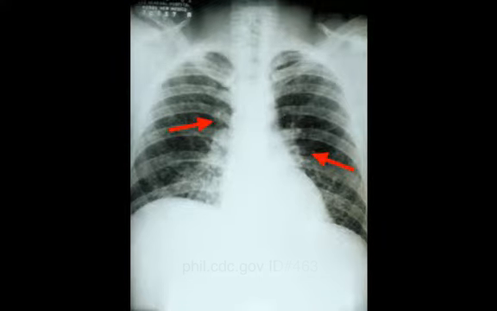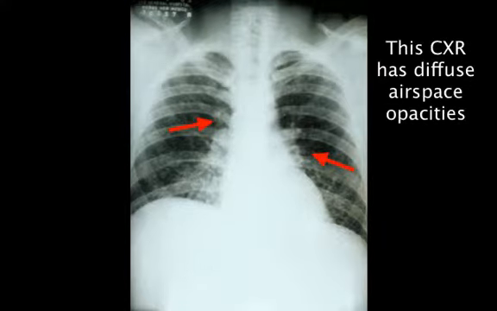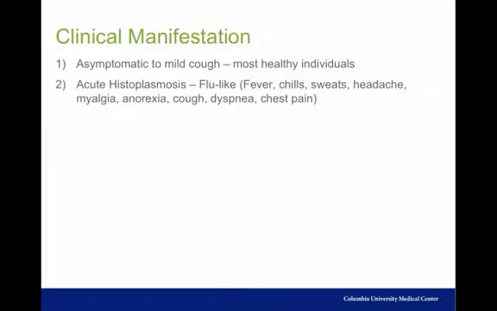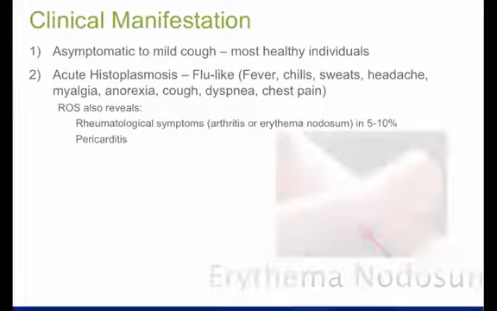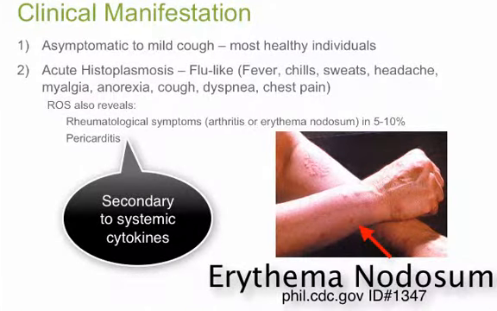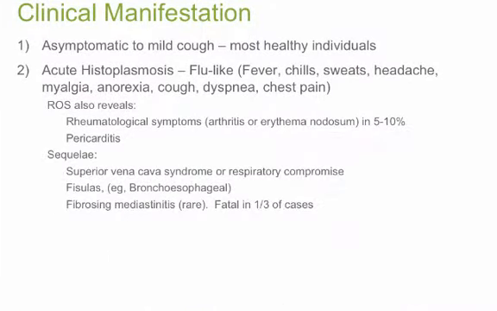Chest radiographs like this one show mediastinal and hilar adenopathy with focal to diffuse densities, depending on the size of the inoculate. Review of systems in these individuals also reveals rheumatological symptoms. This is secondary to systemic cytokine release. Rarely, individuals can have more serious sequelae from acute histoplasmosis.